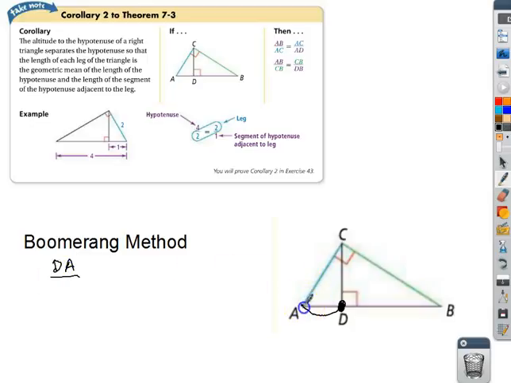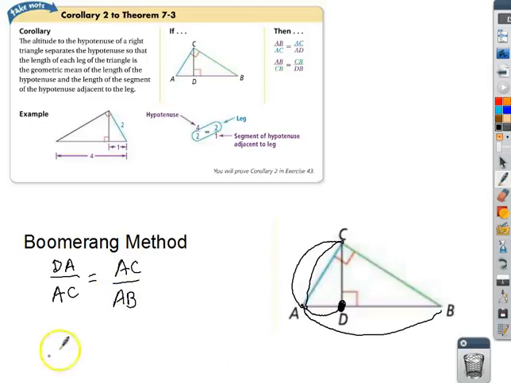And then the boomerang is going to keep going up to here. What do you think is going to be down here at the bottom? AC. And the boomerang comes back, so it gets AC again, doesn't it? And then it goes all the way to the end, because the boomerang always lands behind me. And that's what? AB. So there's my proportion.